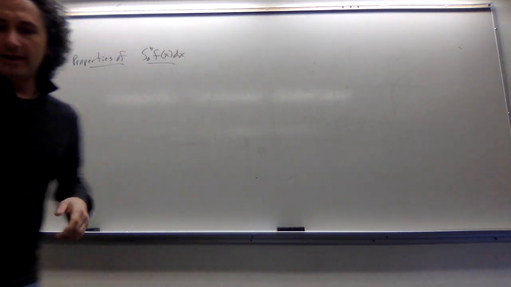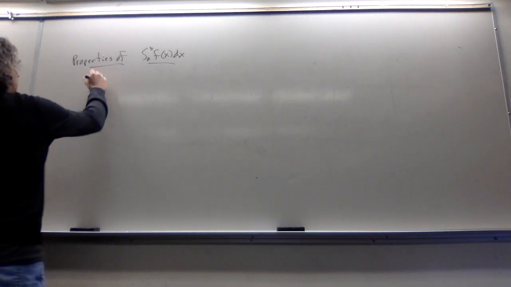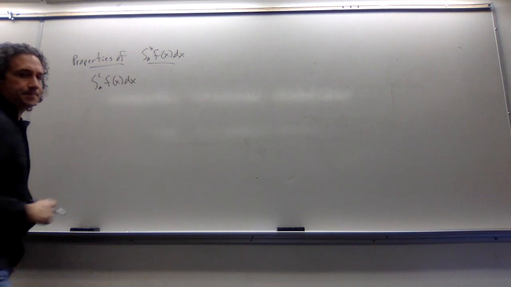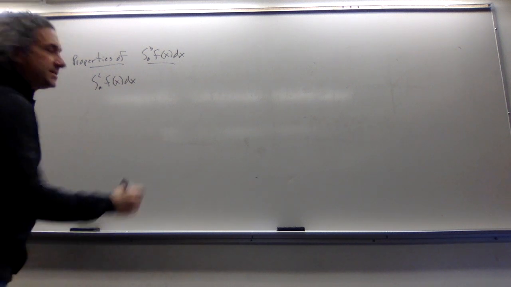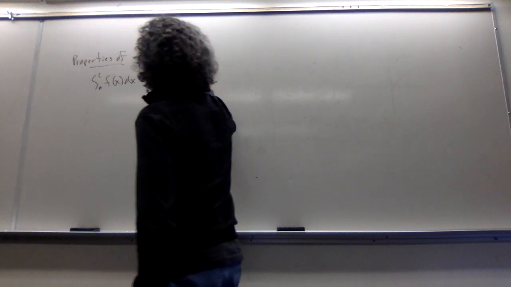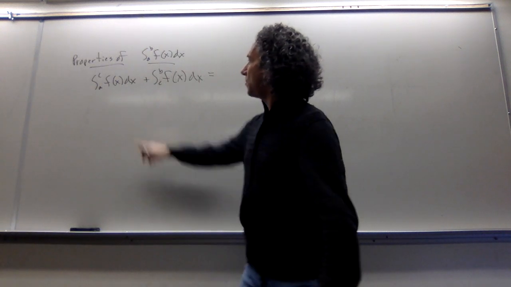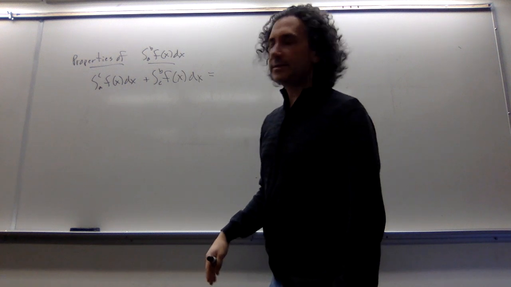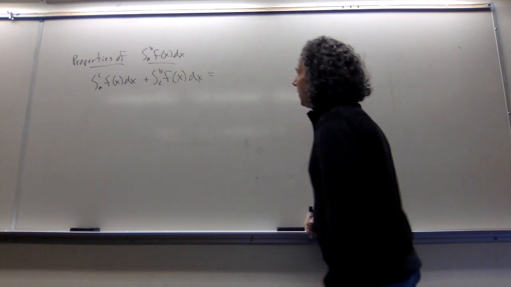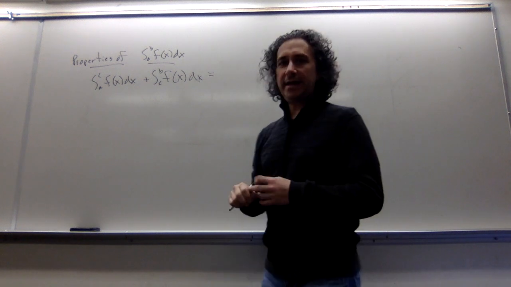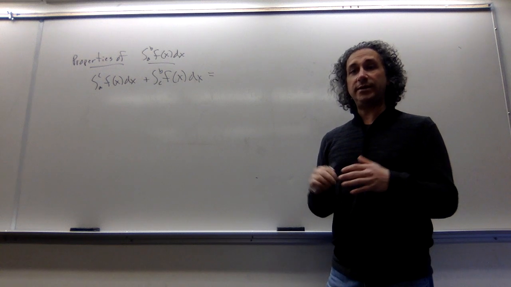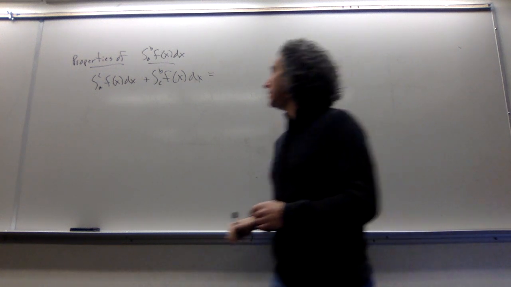The second property that I want to talk about is that the integral from a to c of f of x dx plus the integral from c to b of f of x dx equals, well, before I tell you the punchline and before we prove it, let's draw a picture to maybe see if we can figure out what the punchline is. So I'm going to draw a picture.